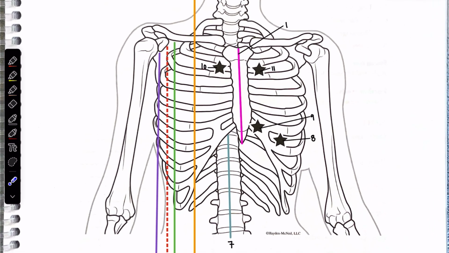The best way I've heard to keep these straight is, since this one is your aortic and this one is your pulmonary, and then we've got our tricuspid and our mitral, the saying is "All Physicians Take Money." And that should help you keep those straight.